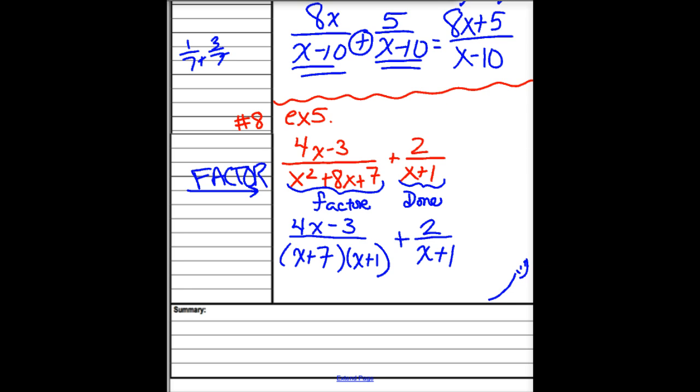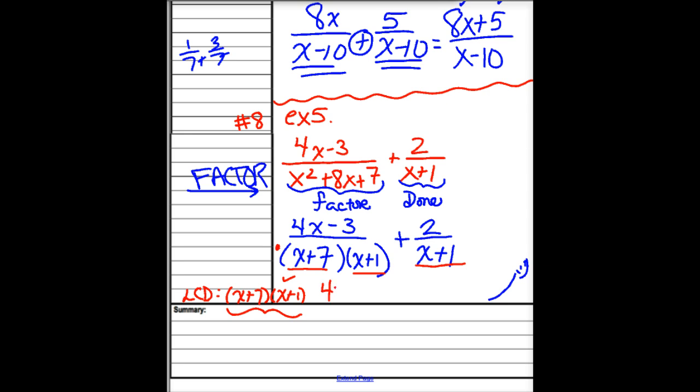Now I'm in search of my LCD. It must contain every single factor. All right, so my LCD has to have all of this. It has to have an x plus 7 and it has to have an x plus 1. Then I go to the other denominator and I note I already have it, so I don't need to put it on there. If that had been an x plus 2, I'd have to throw that on there as well. But this contains x plus 1. So my LCD is the denominator of this fraction.